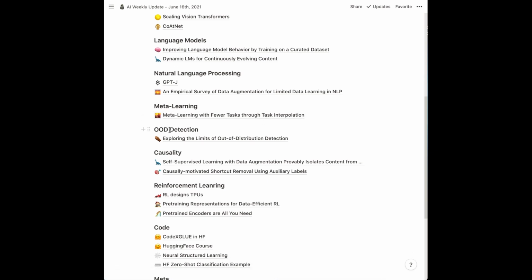Then we have out-of-distribution detection, exploring the limits of out-of-distribution detection. This is showing that these pre-trained transformer models are better at out-of-distribution detection than their predecessors are, describing the difference between near OOD and far OOD, say Street View house numbers and MNIST compared to ImageNet and Street View house numbers and stuff like that, and these kind of details.